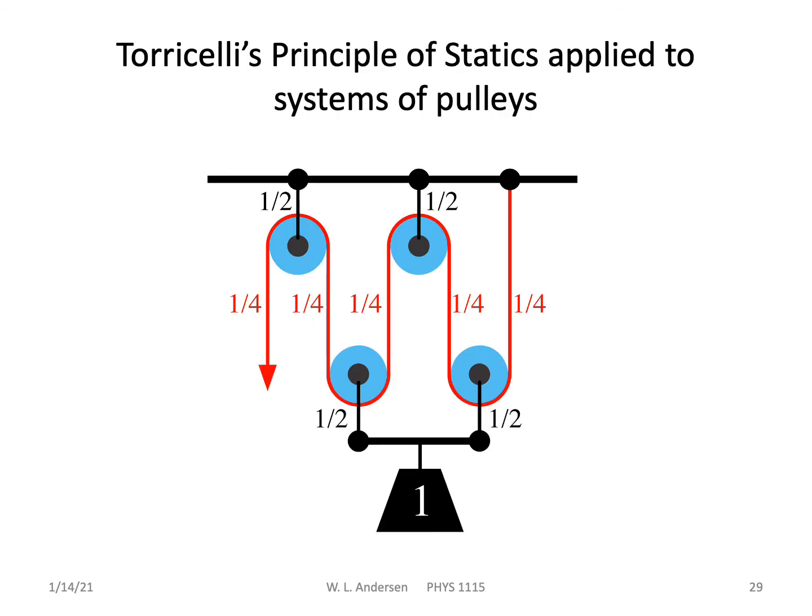So let's see how Torricelli's principle of statics works for pulleys. See if we can understand pulley systems with that. First, let's examine a system here using the usual tension in the rope technique and the number of supporting ropes. You can see if we have 1 pound there at the bottom, it's supported by 2 1/2 pound forces, and each of those supported by a couple of quarter-pound forces. So you can pull on the far left there with only 1/4 pound and support the 1 pound force. Let's see if Torricelli's principle can give us the same result.